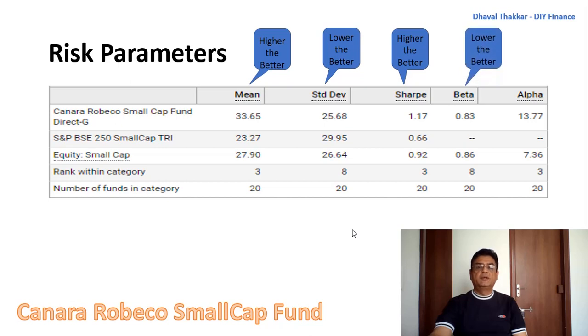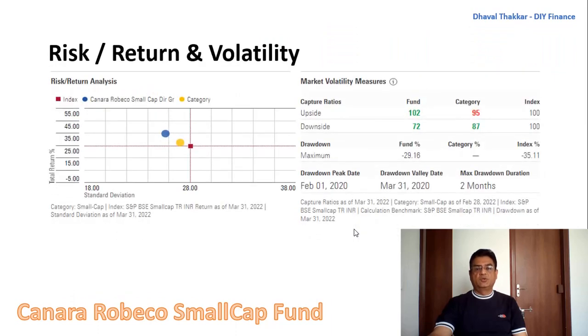The fifth one, that is alpha, that is a tool that measures how much better the fund has performed compared to the category. Here, it is 13.77, which is far more than the category average. Now let's see the upside and downside capture ratios.